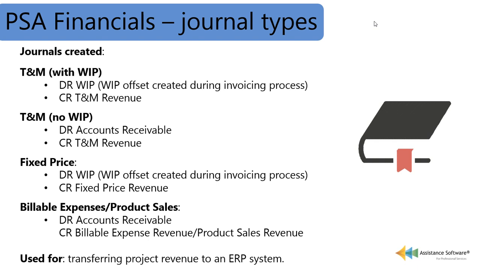For billable expenses and product sales, as I mentioned, this is done at the time of invoicing, so straightforward entry. You're going to debit accounts receivable and credit your various expense and product sales revenue accounts.